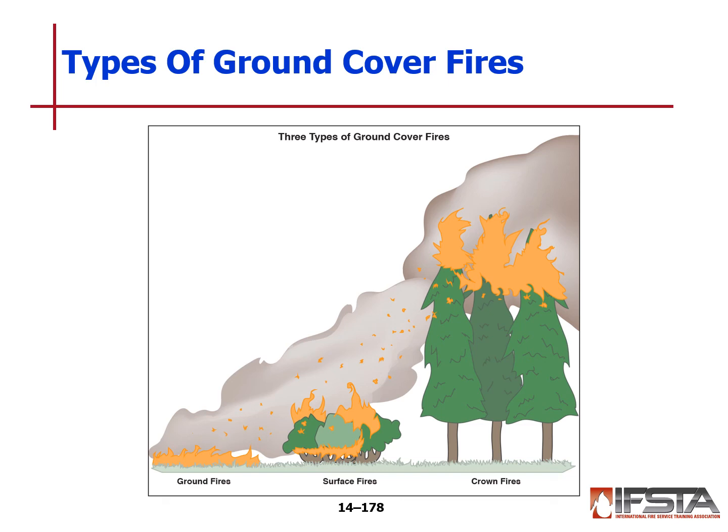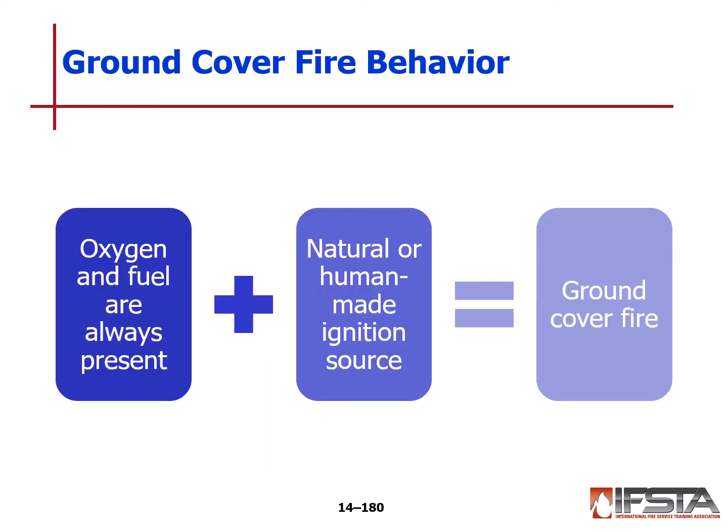Three types of fires: ground fires, surface fires in your smaller brush and shrubbery, and crowning fires. We don't see crown fires a lot in Kentucky, but they are possible depending on how dry the season is. Fire behavior for the wildland setting: oxygen and fuel are always present. Okay, natural or human-made ignition source. That's usually what happens, but it can be natural as well. Lightning strike is an example. And then you'll have the result of materials catching on fire. And these are Class A materials.